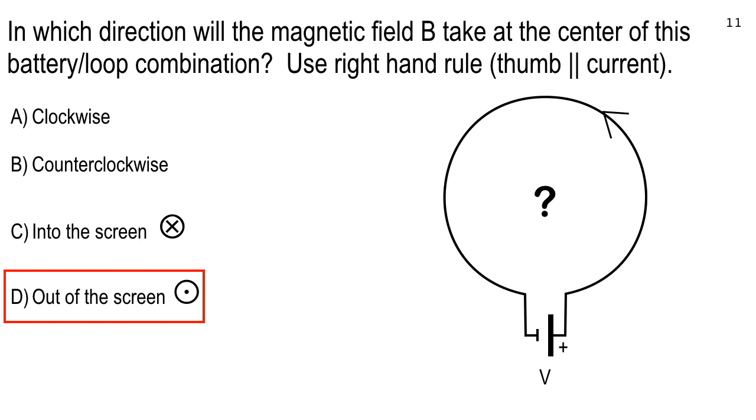That was my next question. So this current is going around like this, and see how I do it? I use my fingers for the current, and then my thumb. If your thumb goes around this way, you have to curl your fingers around like this, and so it's coming out towards you. That's a circle with a dot. So make a note of it.